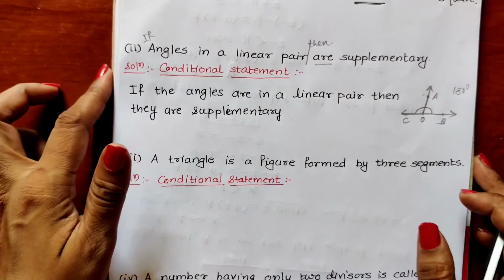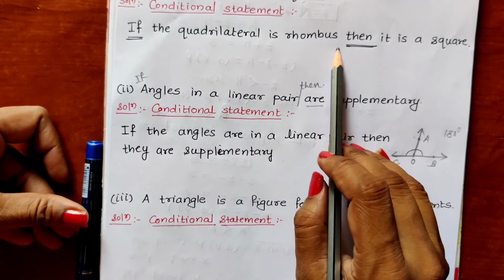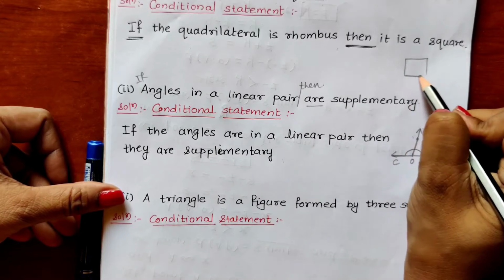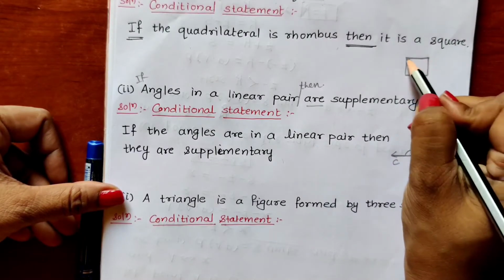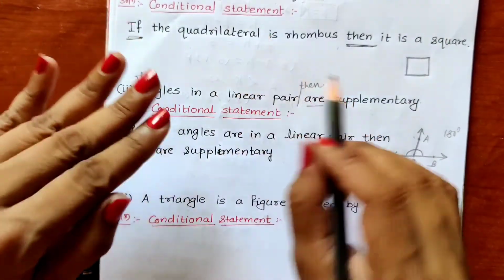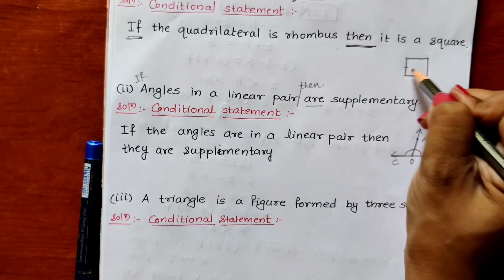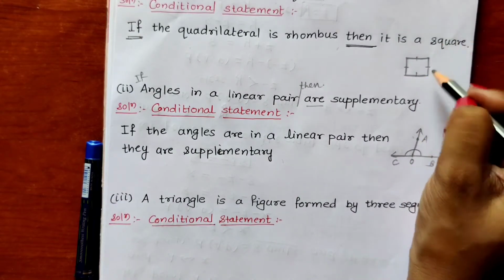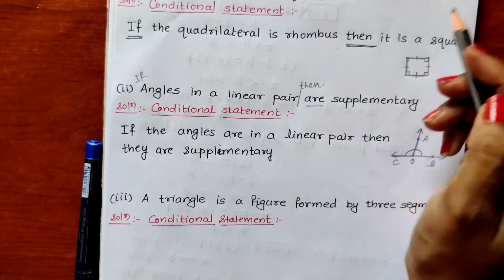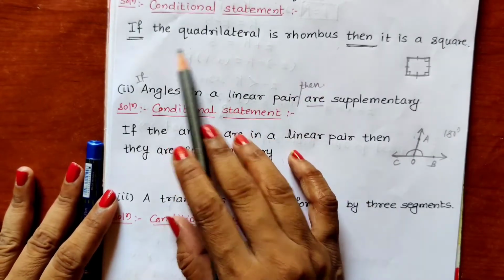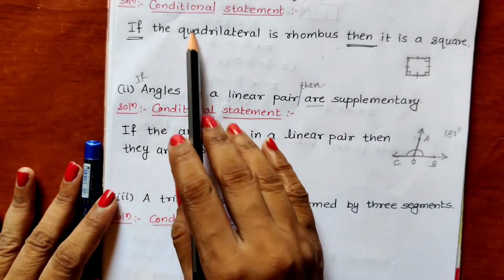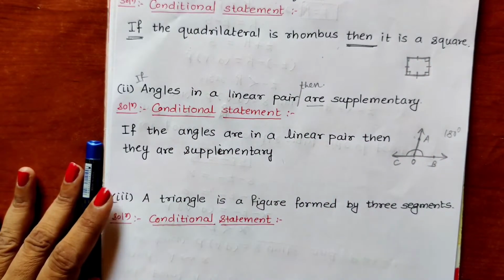Same way, here in the first statement, how we have written: if the quadrilateral is rhombus, then it is square. It is not necessary every time that all rhombuses are squares, but according to our given statement we have to write it. A rhombus, all four sides congruent is rhombus, we all know, and when all four angles are 90 degrees it becomes a square. So according to the given statement we have written if the quadrilateral is rhombus then it is square. In this way we have written meaningful conditional statements.